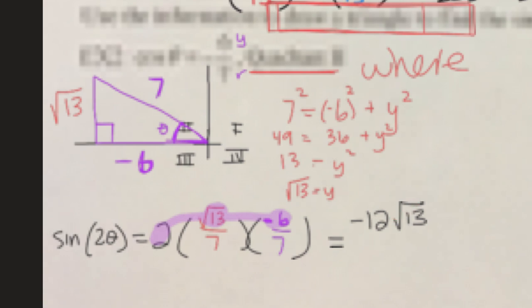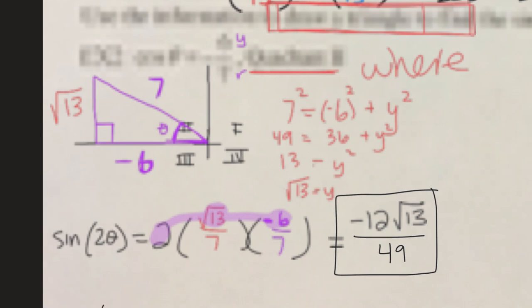So -12 root 13 divided by 7 times 7 is 49. Okay, that's your final answer. We can't reduce 12 and 49 at all. They have no common multipliers. So -12 root 13 over 49.